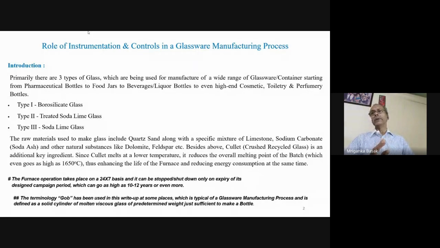life of the furnace, because normally a furnace starts its campaign period and it cannot be stopped or shut down for another 10 to 12 years when relining takes place. It is a very long, long period. So the cullet plays a very important role. The percentage of cullet added to the virgin raw materials varies with the different kinds of glass and the different requirements.